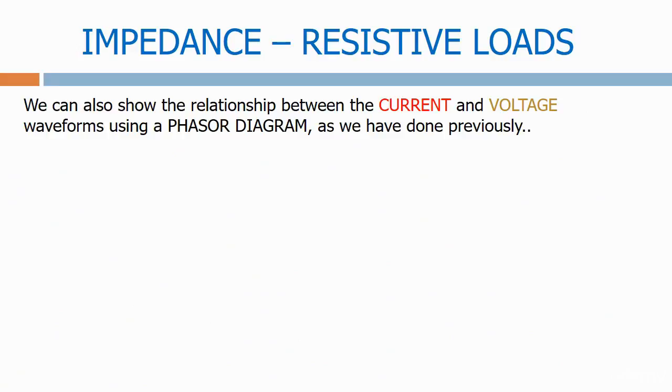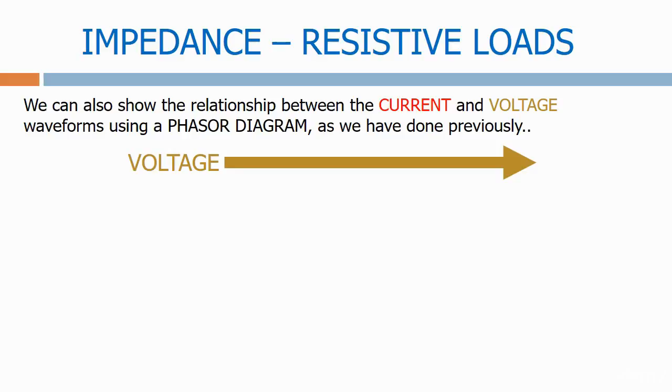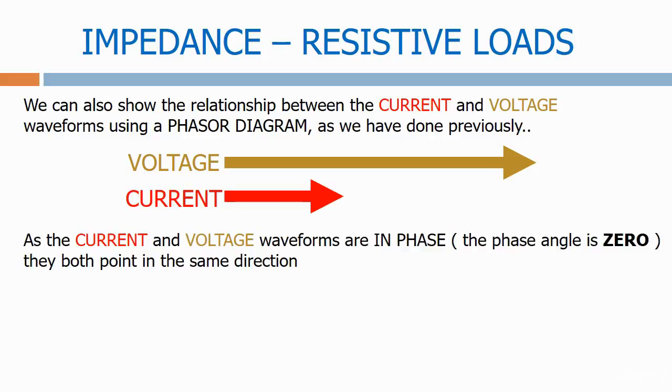We can also show the relationship between the current and voltage waveforms using a phasor diagram, as we've done previously. In this case, the voltage, let's make it a horizontal line as a reference point. Let's add the current. Again, a horizontal line. As the current and voltage waveforms are in phase, the phase angle is 0, they both point in the same direction.